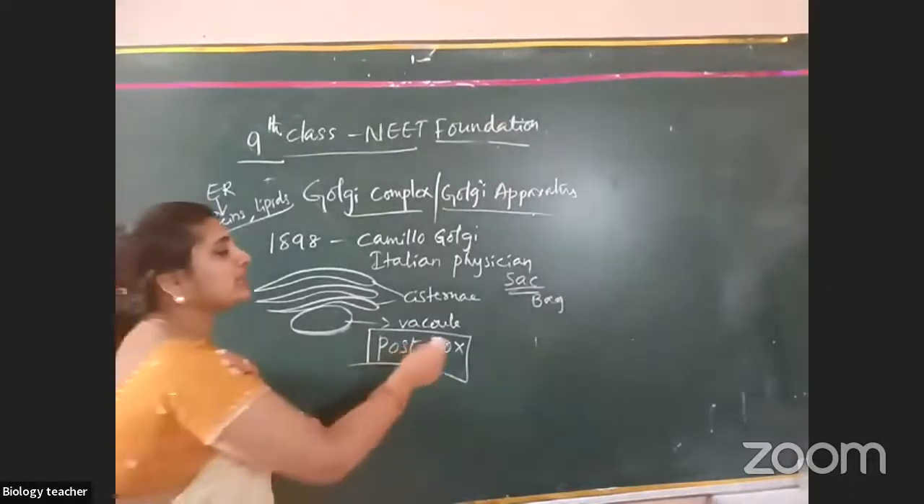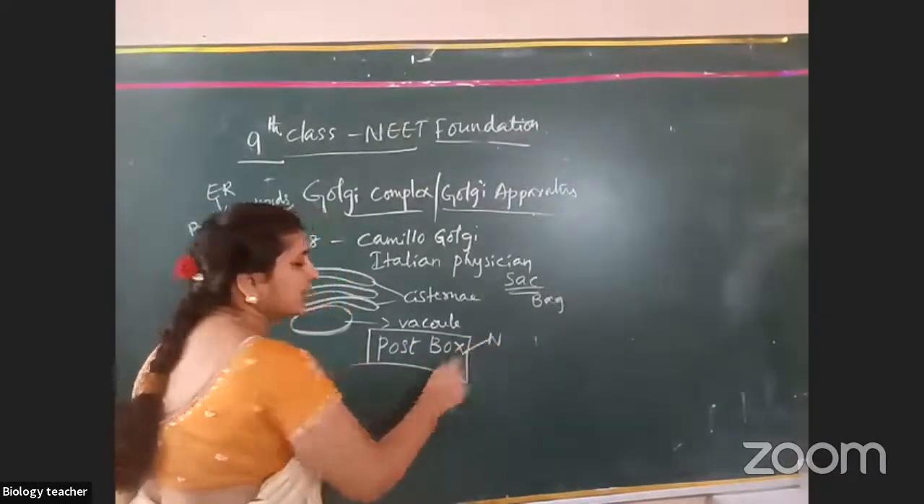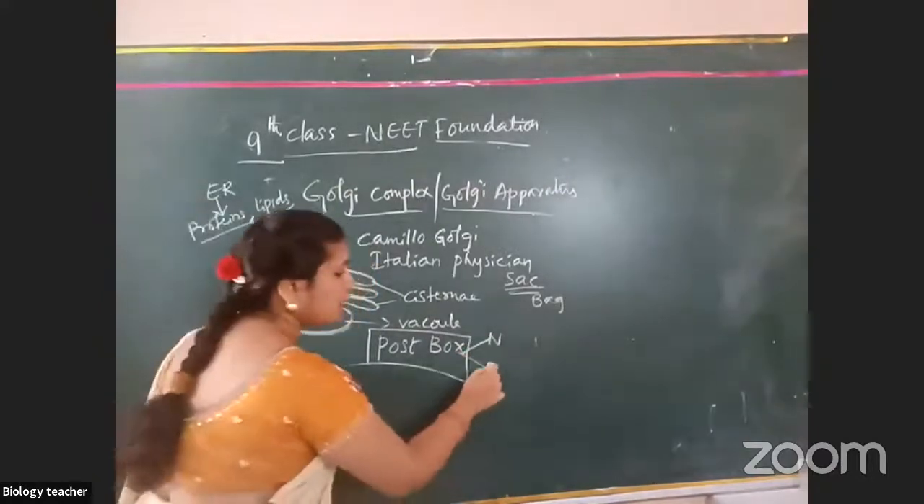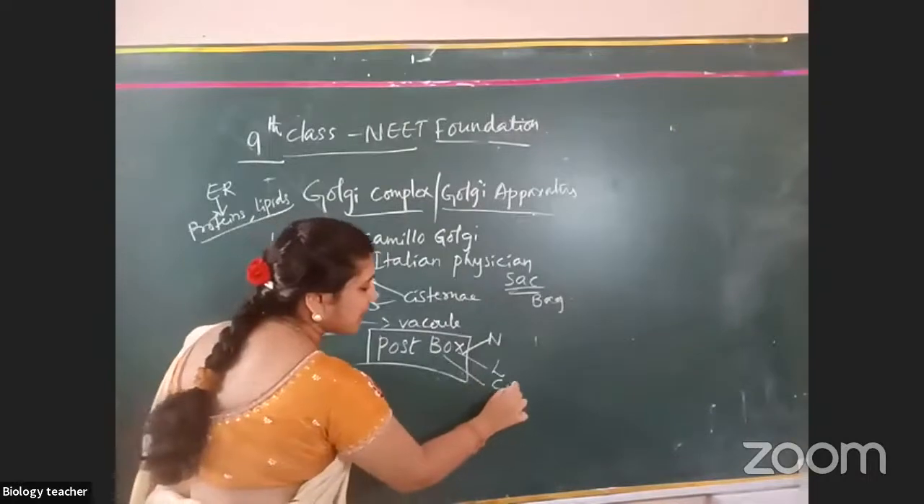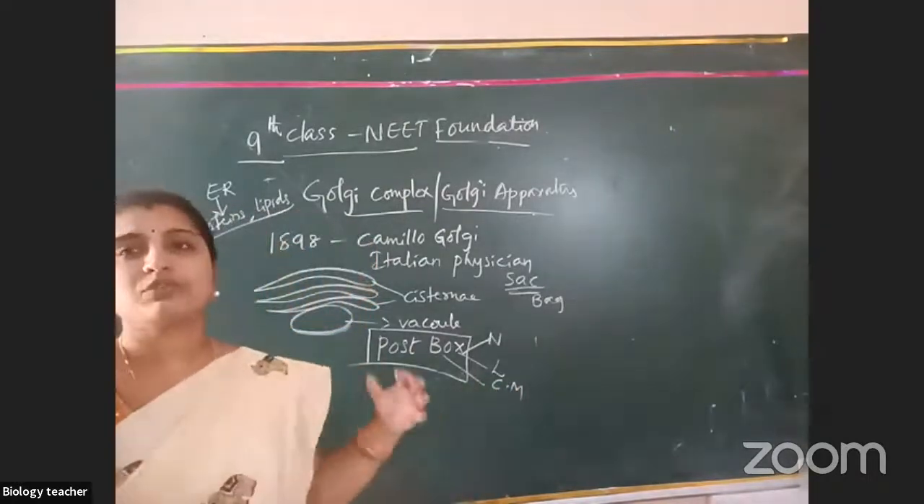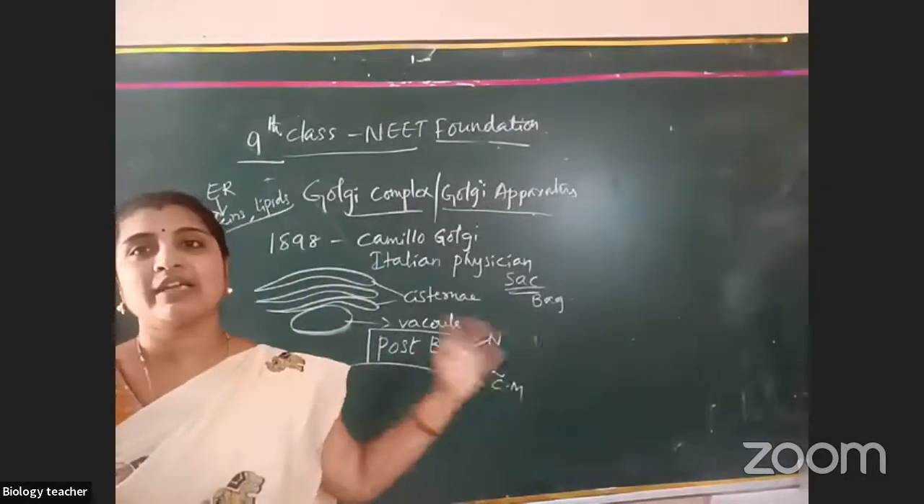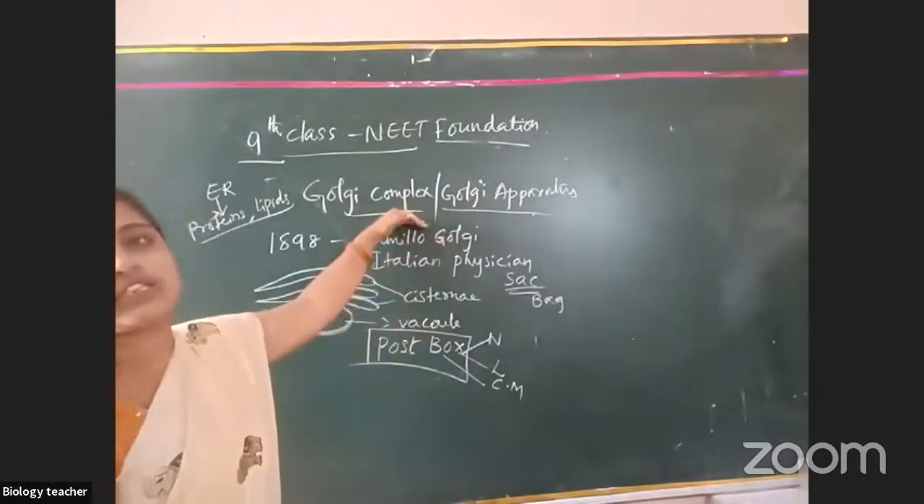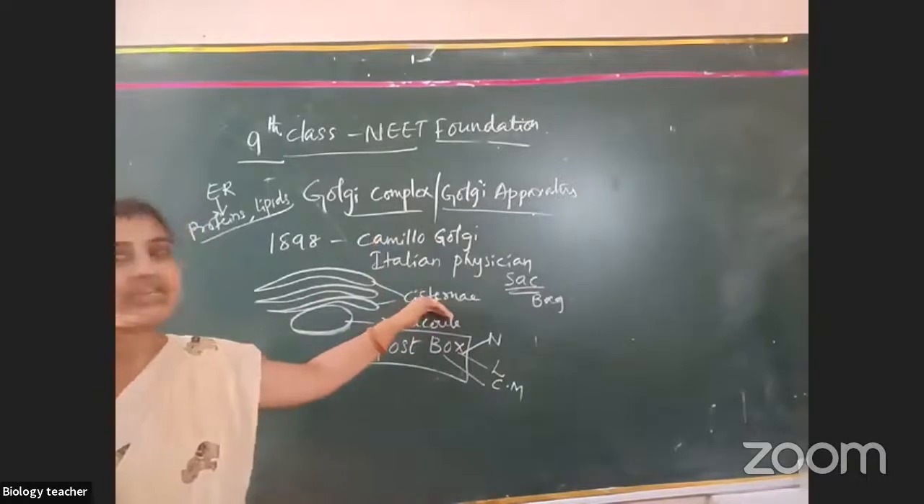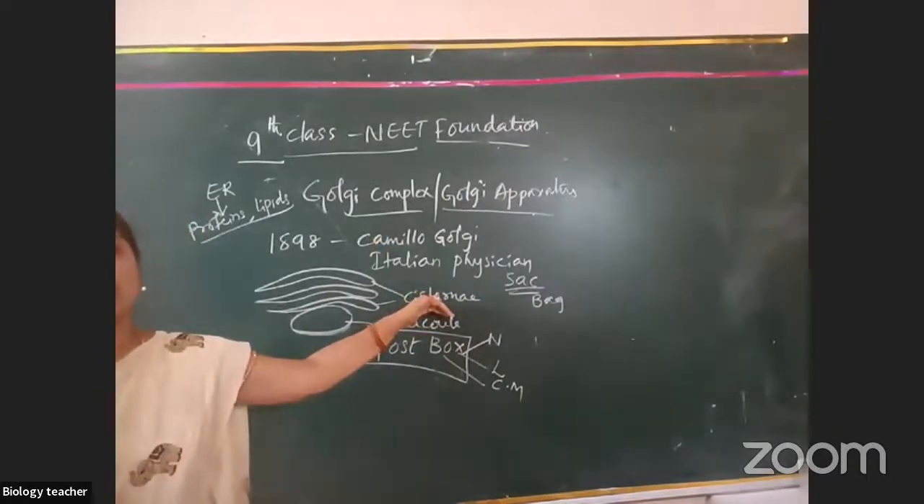If they are needed for the nucleus, they will be dispatched. If they are needed for lysosomes, dispatched. If they are needed for the cell membrane, dispatched. According to the need, it will dispatch. Before that, they are stored in the Golgi complex, in the sacs known as cisternae.